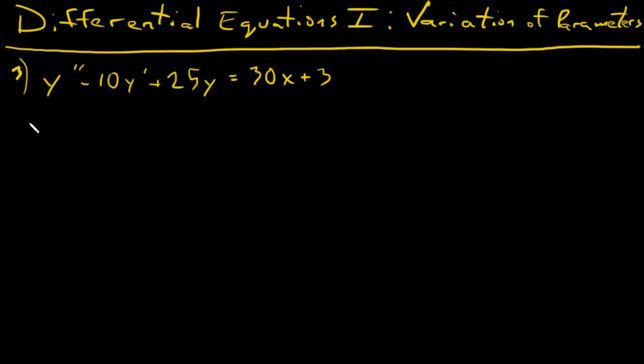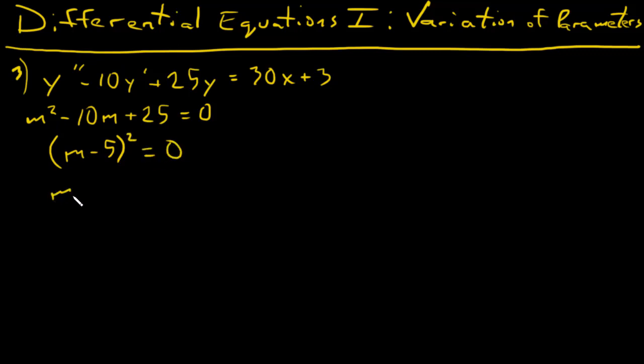So first thing we do is we solve the auxiliary so we can get the complementary solution. So m squared minus 10m plus 25 equals 0. Well, that's going to be m minus 5 quantity squared equals 0. So m equals 5. So that means that the complementary solution is going to be y sub c is equal to c1 e to the 5x plus c2 x e to the 5x, since we had repeated solutions. So there you have, that's our y sub c.